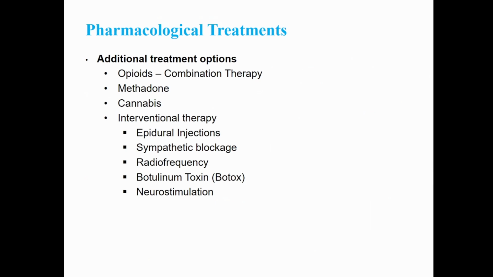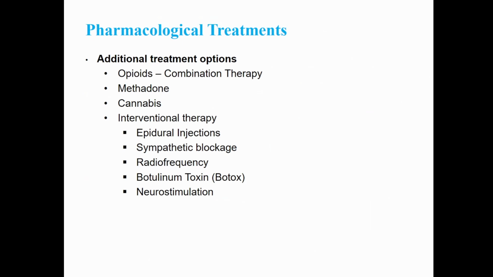In addition to the medications that we've already talked about, we just want to talk about opioids as a combination therapy. We want to talk briefly about methadone, briefly about cannabis, and just say that there are a variety of interventional therapies, including epidural injections, sympathetic blockages, radiofrequency, Botox, neurostimulation. We're not going to go into detail about these interventional therapies, but we wanted to name them just so that you are aware that these options exist. There's mixed data for support, often limited in these interventions for inpatient and outpatient, but it's definitely something to consider for patients.